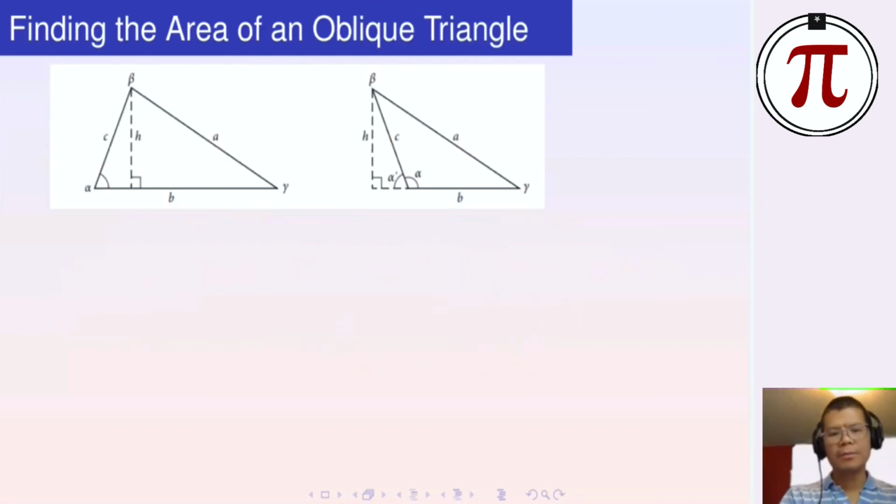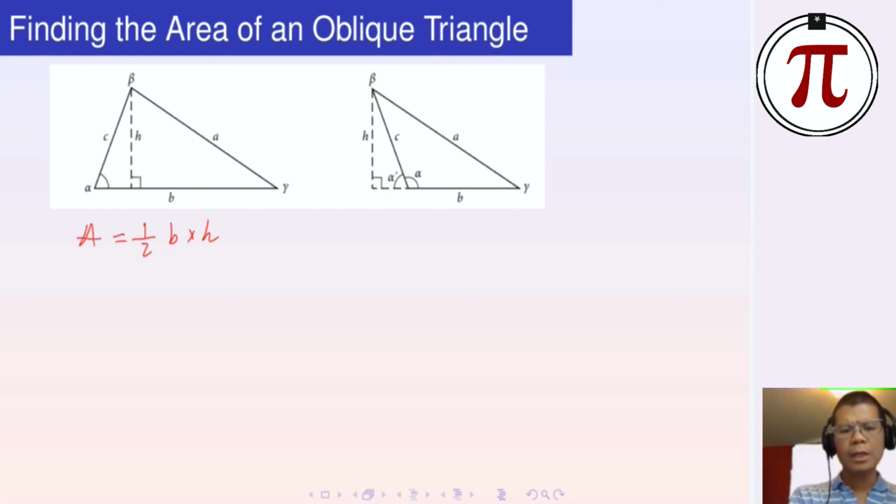Okay. Now let's move on to this one, all right? So finding the area of an oblique triangle. So anybody remember how to find the area of a triangle, of an oblique triangle? It is one half base times height, right? One half base times height. That is the area, okay?